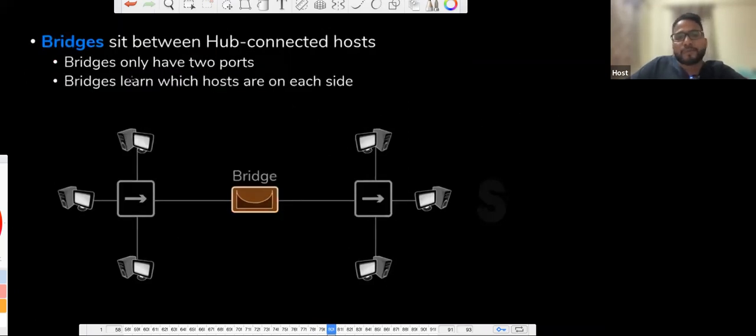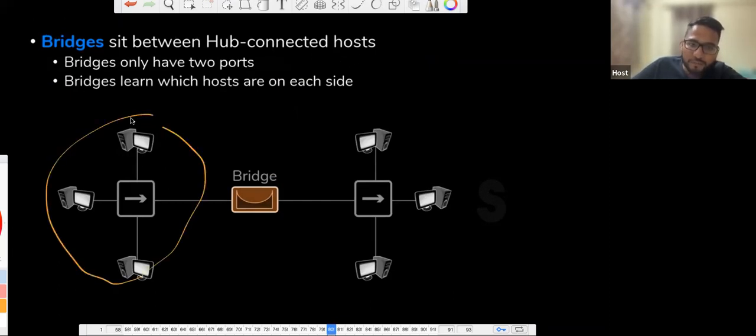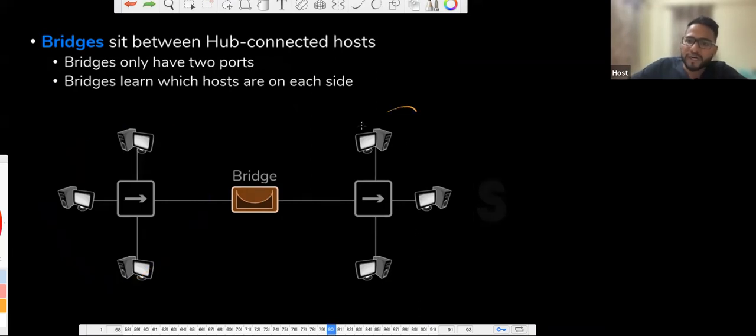Okay, now let's see the bridge. A bridge sits between the hub-connected hosts, which means this is a hub which is connected to, let's suppose, these computers, and this is another hub connected to, let's suppose, these computers, and there is a bridge connecting these two hubs. Bridge is a little intelligent. Bridge can learn which host is on which side, which means let's suppose this is host A, B, C, and maybe this is host P, Q, R.